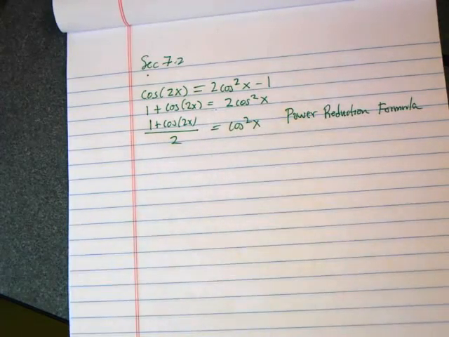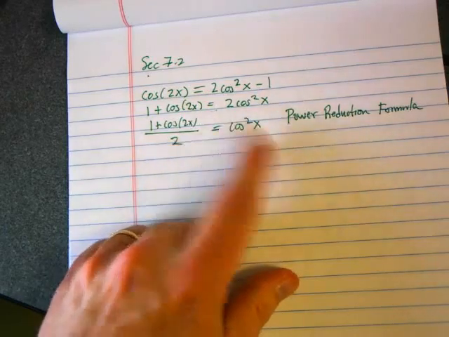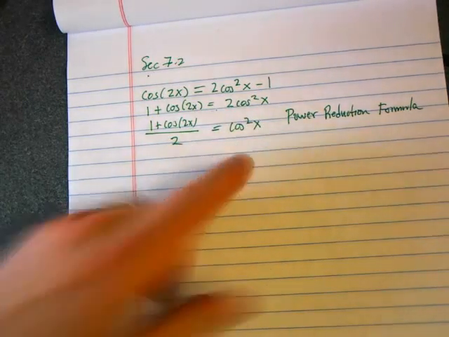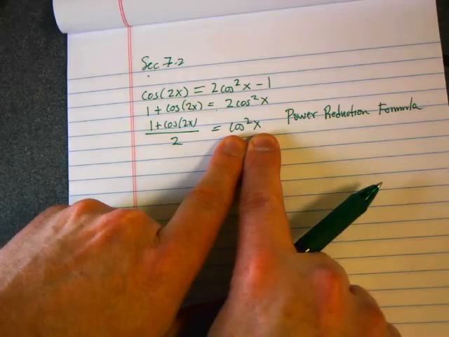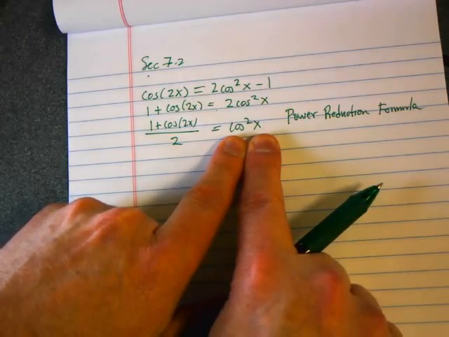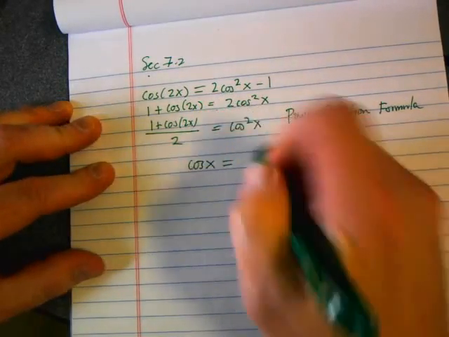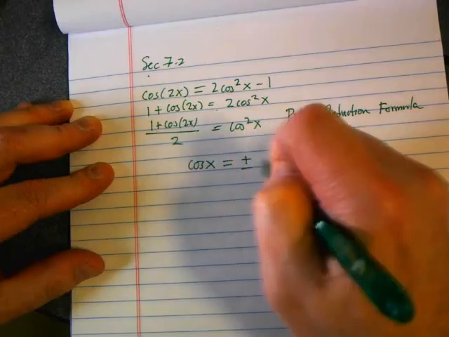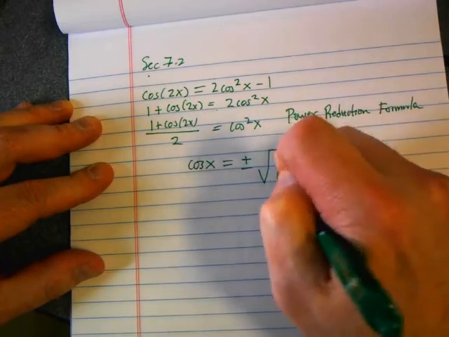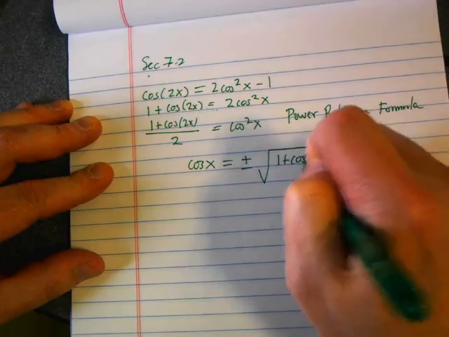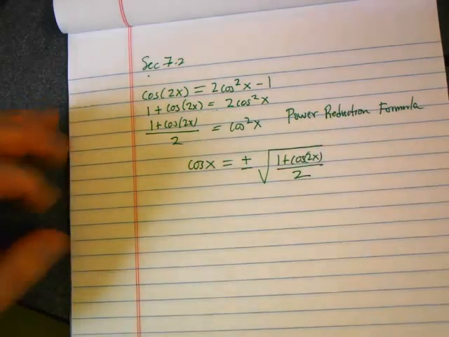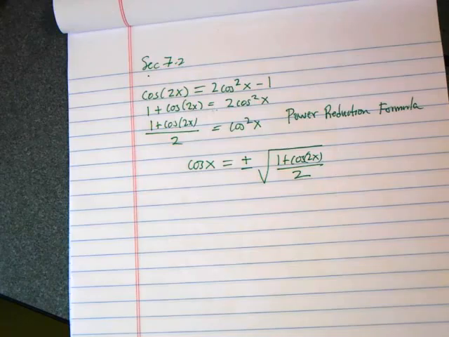What they do in your book next is they take this formula and they take the square root of both sides. So what happens on the right-hand side? If I take the square root, what's the square root of cosine squared? Just cosine. So I'm going to write cosine x equals, over here I'm going to take the square root, and we remember that when we do a square root on both sides, there's always a positive and a negative. So I'm going to write that as cosine x equals plus or minus the square root of 1 plus cosine 2x, all divided by 2.